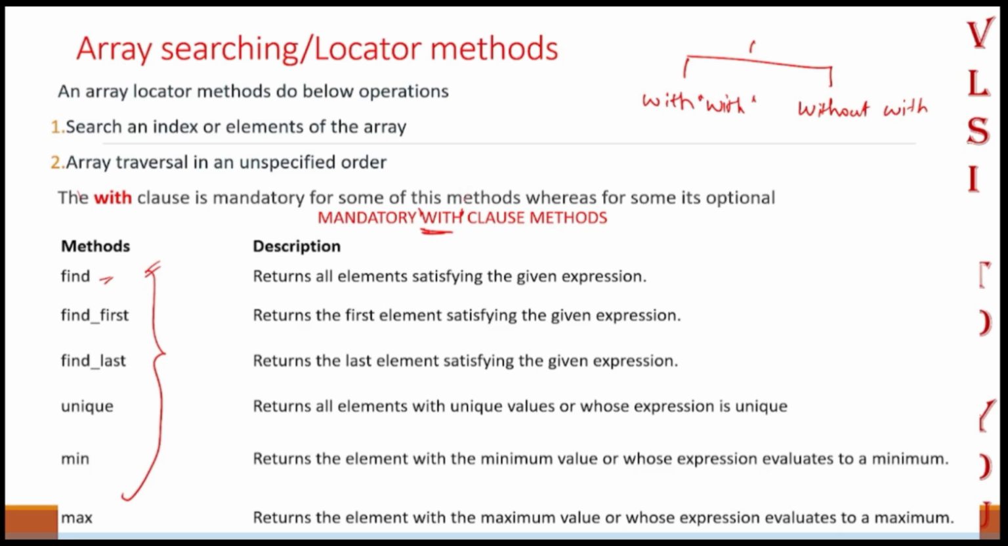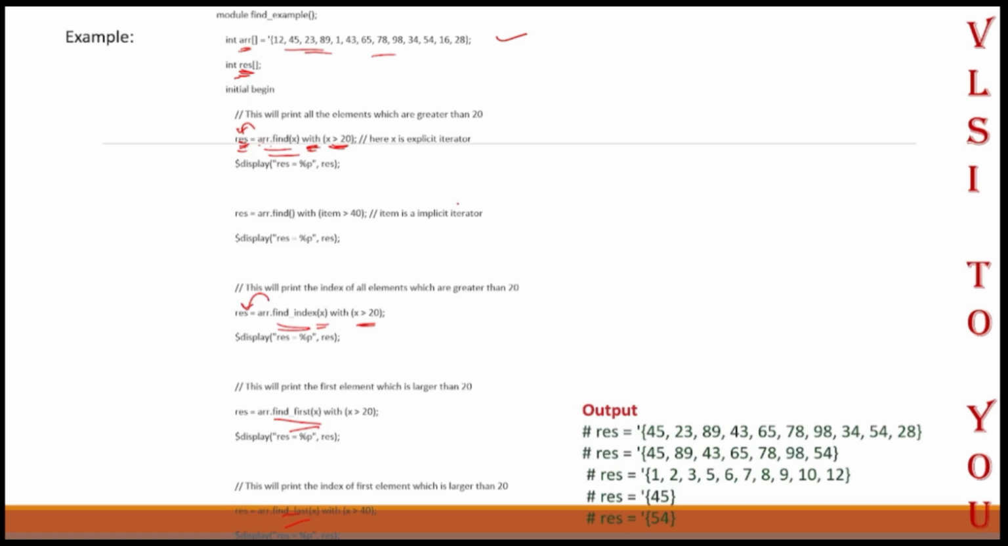Again, as I told you, they are categorized into two types: methods used with the with clause and methods used without the with clause. You have to know which methods are used with the with clause and without it, and how we are going to use them. So this is the example of how we are going to use them, and this is the output for it.